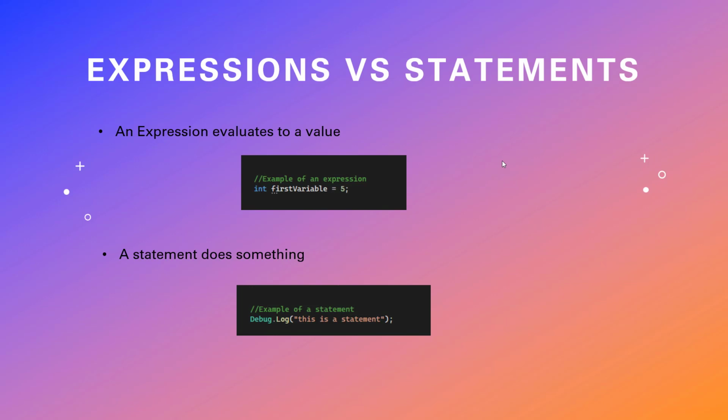Expressions versus statements. An expression evaluates to a value, like int firstVariable equals 5. A statement does something, like Debug.Log. This is a statement.